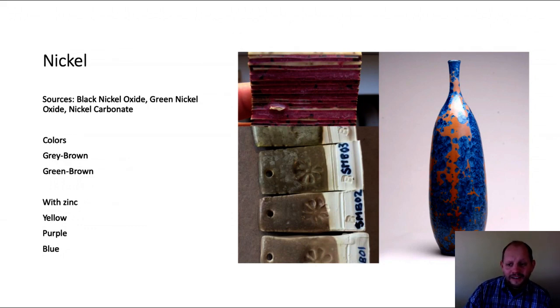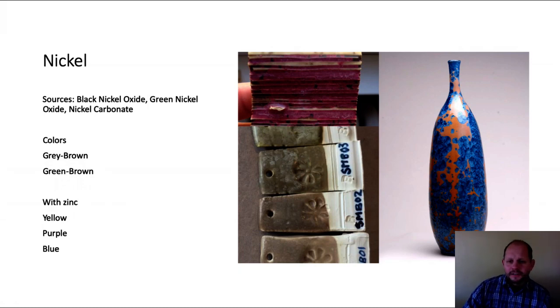Nickel is a really interesting metal. You can get a lot of different colors from it. The sources we have are black nickel oxide, green nickel oxide, nickel carbonate. We keep black nickel oxide. And you can see the array of colors from gray to brown, green to brown. There's even this purple that you can obtain. And notice that these really bright colors with nickel are in association with zinc. Not quite sure of those ratios.